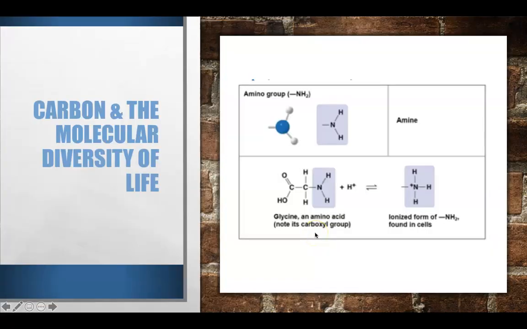So look at these individually. Here we have our amino group, which is an amine. We see these in amino acids. The amine part in its ionized form has picked up a proton and it becomes NH3+.